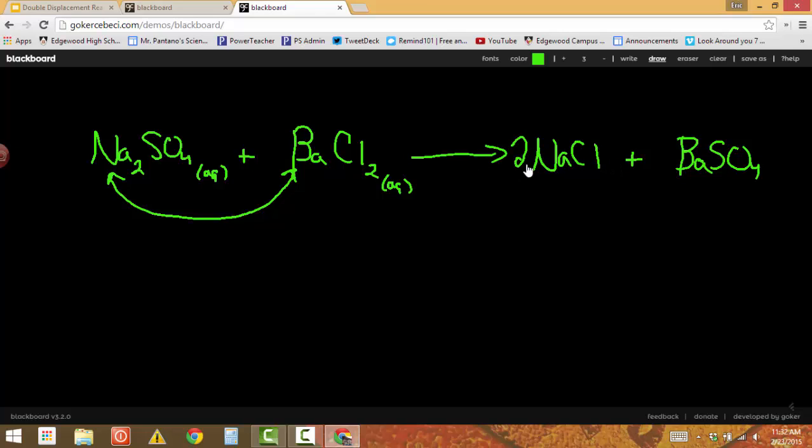I'm going to put a 2 in front of my NaCl to get 2 chlorines. There they are. And I've got 2 sodiums on this side already, so I'm good. I've got a whole sulfate there and 1 sulfate there, 1 barium and 1 barium. So there I go. All I need is a 2 in front of the sodium chloride and I'm done. Again, I'm not putting in state symbols until I know my solubility rules because I don't know if any of these are soluble. All right, let's do the last example now.